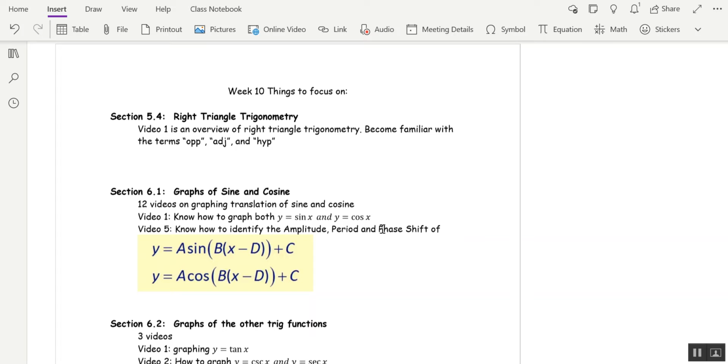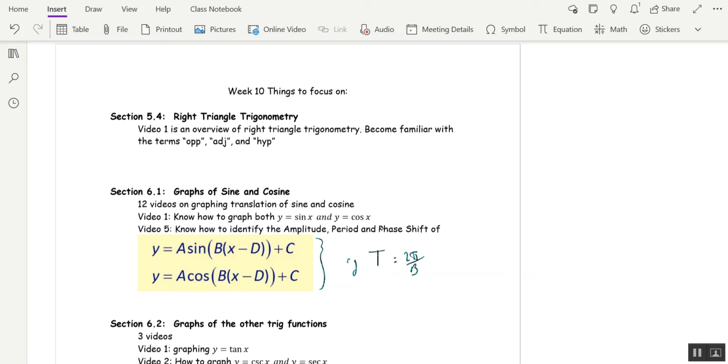So video 5 is an overview of how to graph transformations of sine and cosine involving amplitude, period, and phase shift. And so you should know the formulas for amplitude and period and phase shift given one of these two equations. For example, the period, sometimes people use T for period, is 2 pi over B.